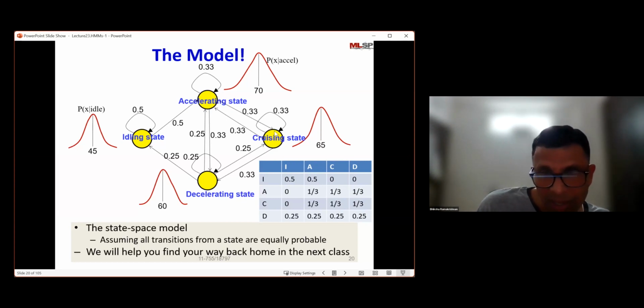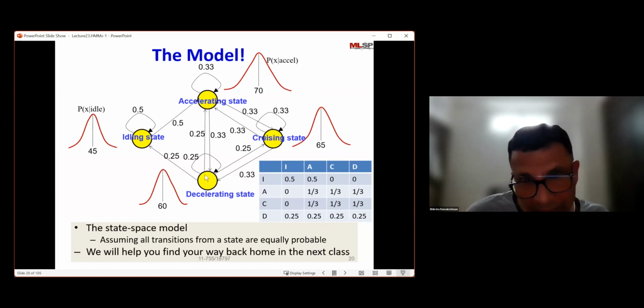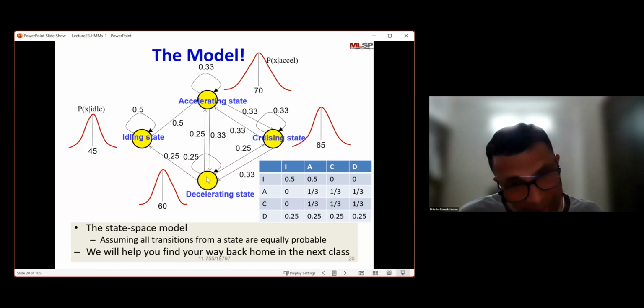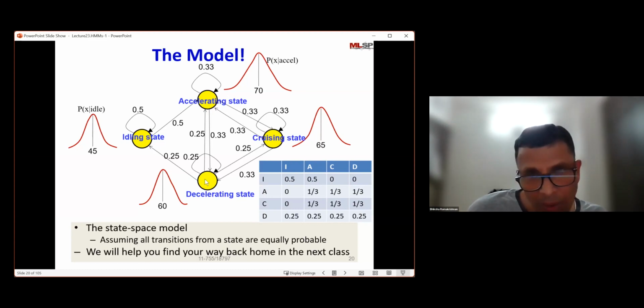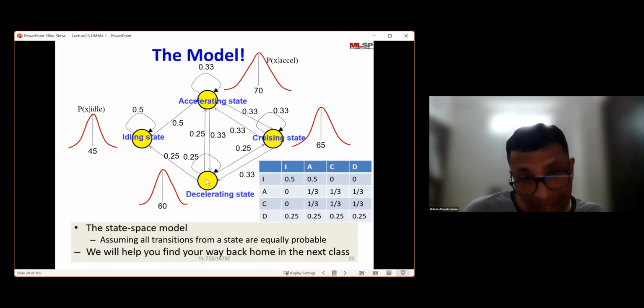If you're currently cruising, you can hit the accelerator and begin accelerating. You can hit the brake and begin decelerating, or you can just continue to cruise. And if you're decelerating, then you continue decelerating until you come to a stop, or you take your foot off the brake and you begin cruising, or you take your foot off the brake and hit the accelerator and begin accelerating. So this represents everything that can happen to a car, right?